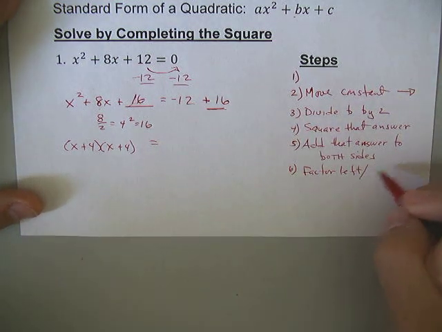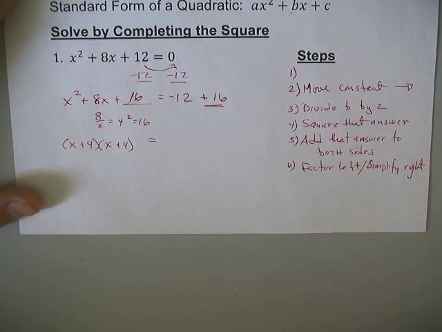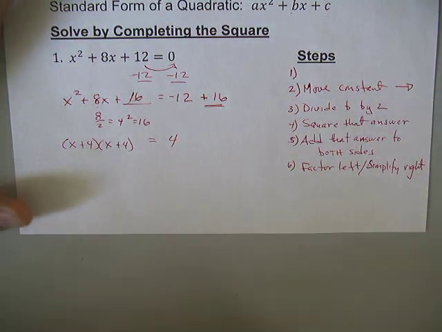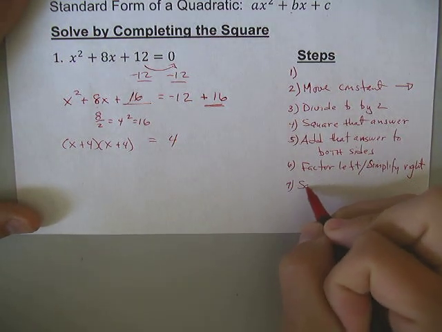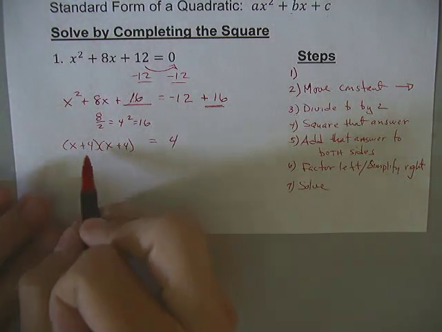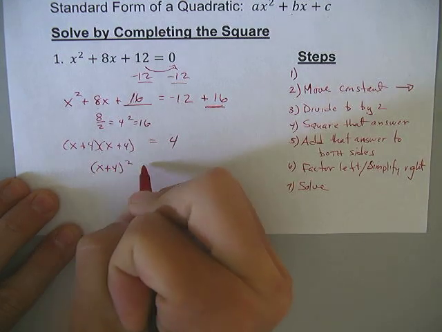Okay, so let's factor this. So that would be x plus 4 times x plus 4. And we're going to simplify the right. So just basically combine those. So I get 4. Okay, and then the last step is just solve.